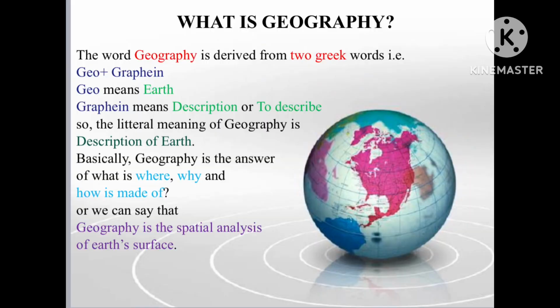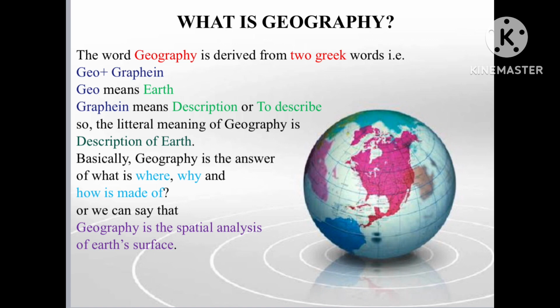Firstly, we are going to discuss what geography is. The word geography comes from the Greek language. It is a combination of two Greek words, geo plus graphin. The literal meaning of geo is earth and graphin means description or to describe. So we can say geography means description of earth.